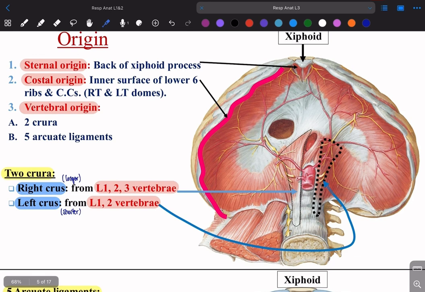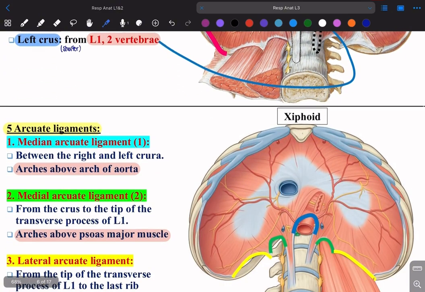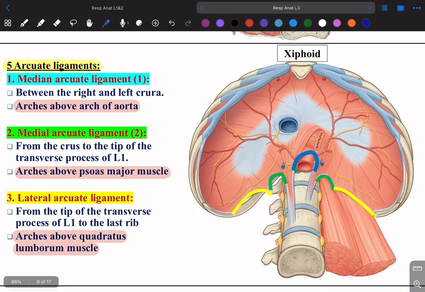Now let's move to the arcuate ligaments. These are all under the vertebral origin of the diaphragm. The arcuate ligaments, we have 3 types. We have the one in blue here known as the median arcuate ligament. And then we have the 2 pairs here in green known as the medial arcuate ligaments. And the last 2 pairs in yellow are known as the lateral arcuate ligaments.